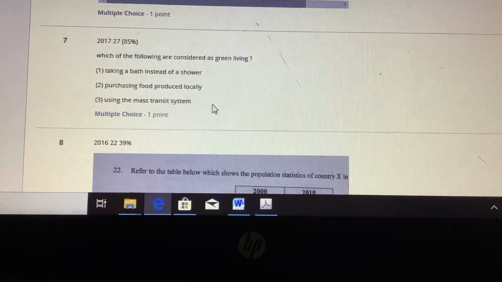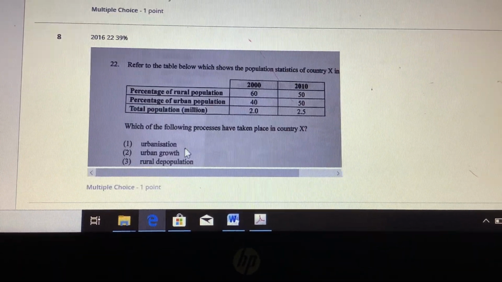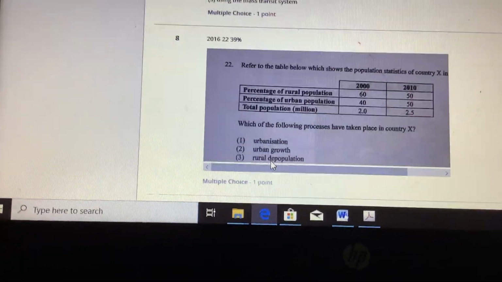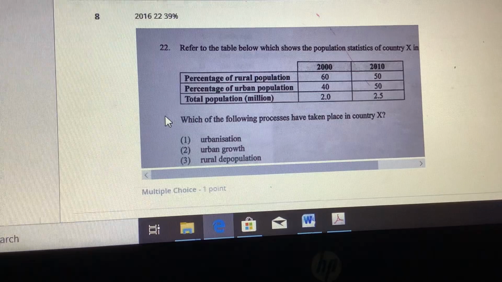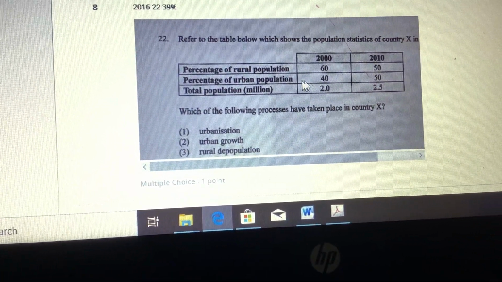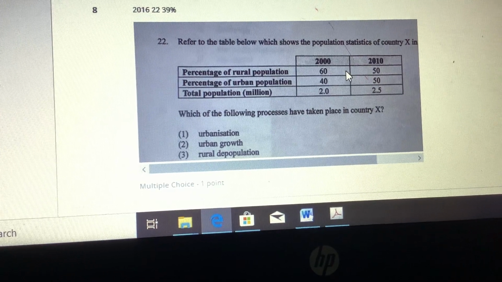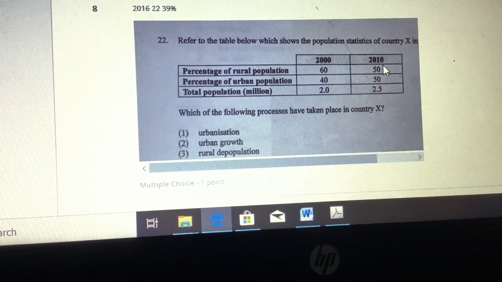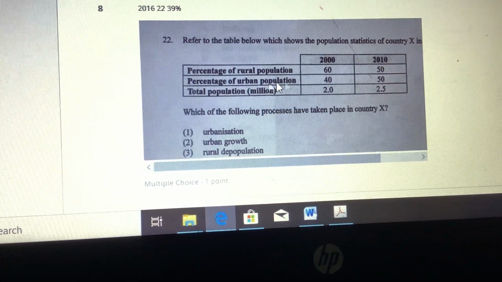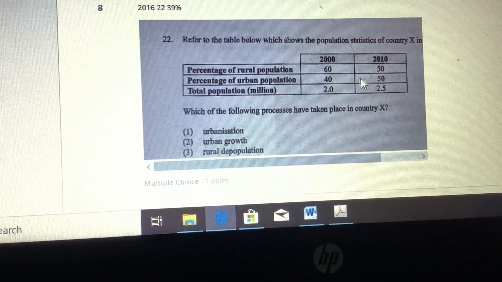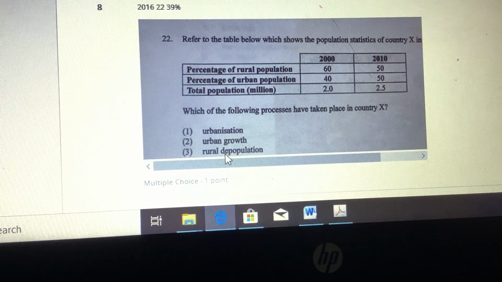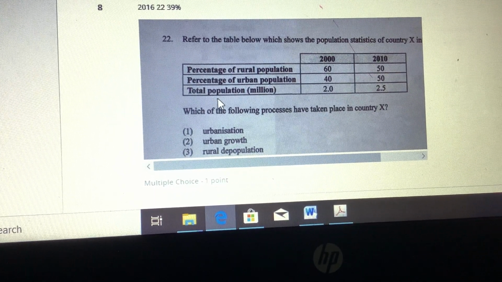Okay, how about this one? Next one. Again, this is asking about urbanization, urban growth. Bear in mind, urbanization is talking about the percentage of urban growth. So we can check it here. The percentage of urban growth here, X is decreasing. Okay, rural population. Oh, sorry, this one is urban population. I mixed up. Sorry. This one is increasing. Wow. Okay, and then how about the population? Total population.